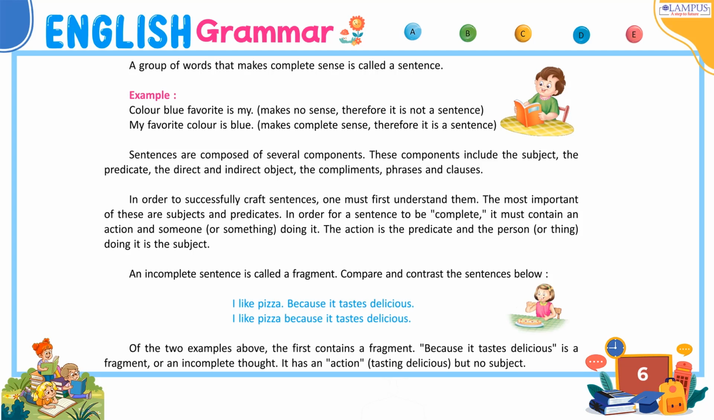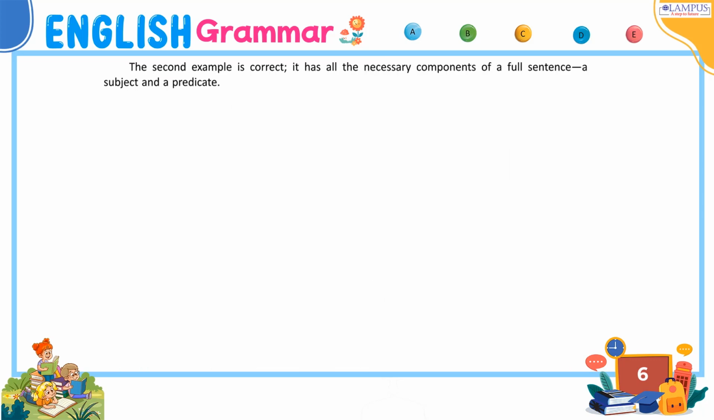An incomplete sentence is called a fragment. Compare and contrast the sentences below. "I like pizza. Because it tastes delicious." "I like pizza because it tastes delicious." Of the two examples above, the first contains a fragment. "Because it tastes delicious" is a fragment, or an incomplete thought. It has an action, tasting delicious, but no subject. The second example is correct. It has all the necessary components of a full sentence: a subject and a predicate.